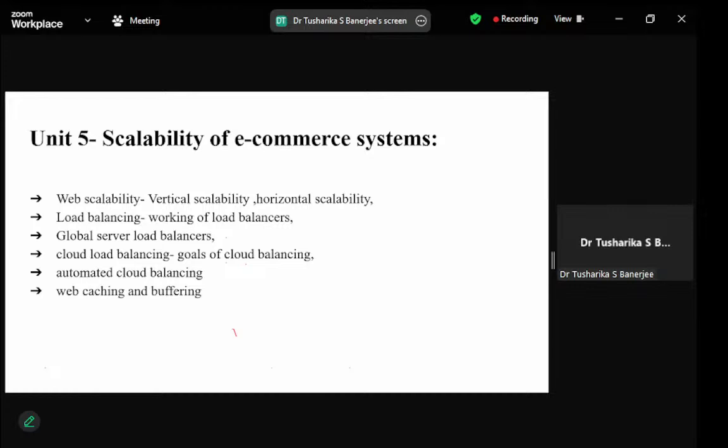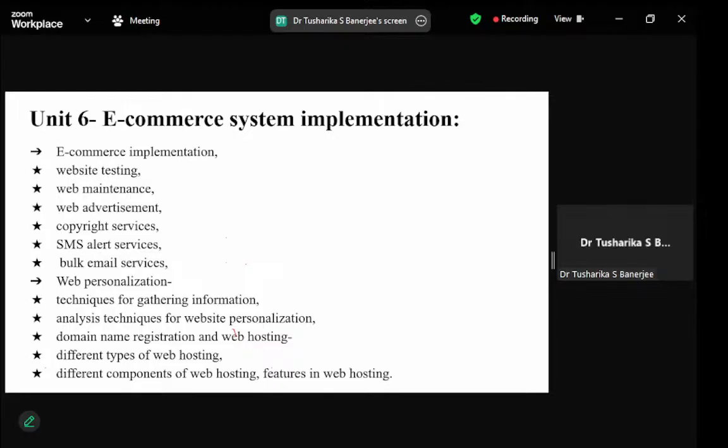So scalability of e-commerce system. So unit 1, unit 2 and unit 5. These 3 are theory part and you need to educate yourself really well. And unit number 6, this is e-commerce implementation. You tell me what is new in this.